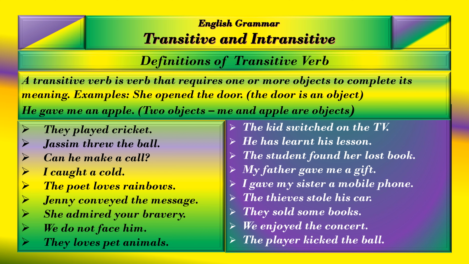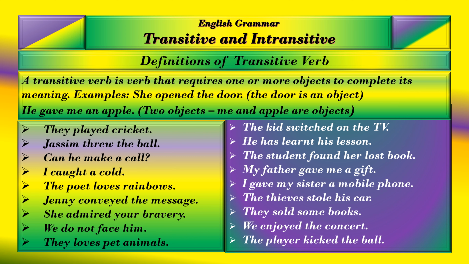Now we are going to discuss the first type. The first type is transitive verb. I am going to define this verb. A transitive verb is a verb that requires one or more objects to complete its meaning. For example, she opened the door. Here, the door is an object and the verb opened is a transitive verb.